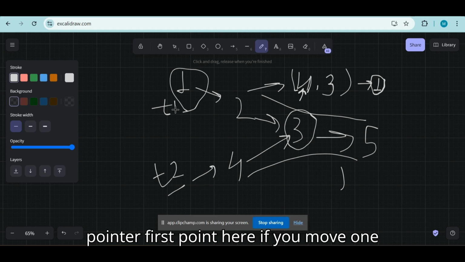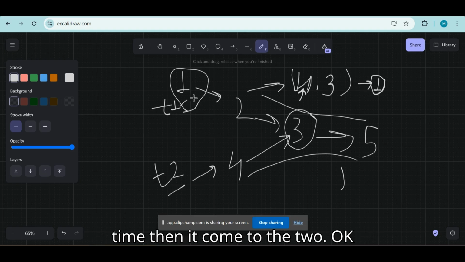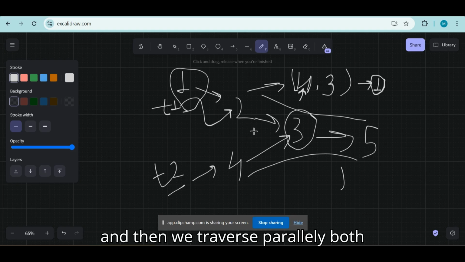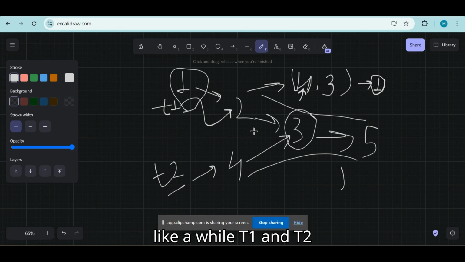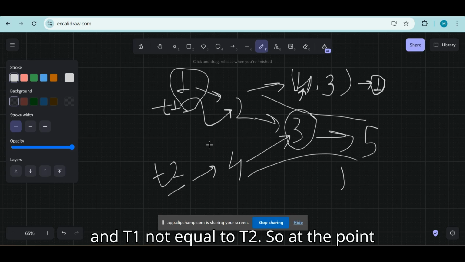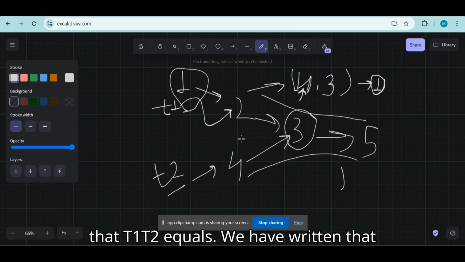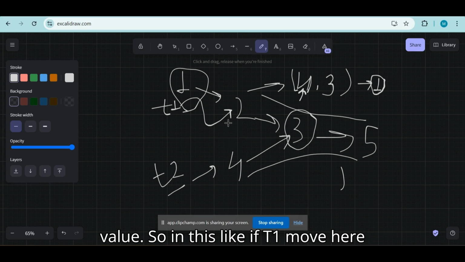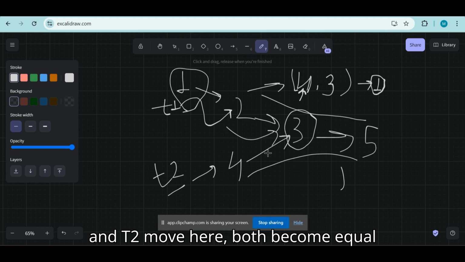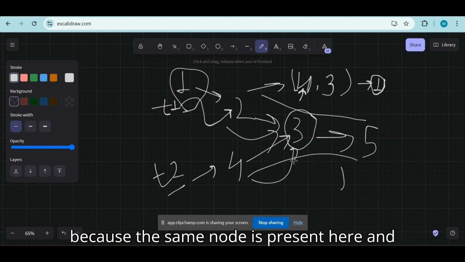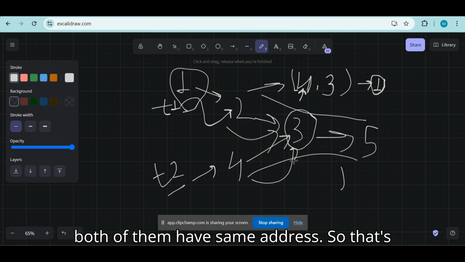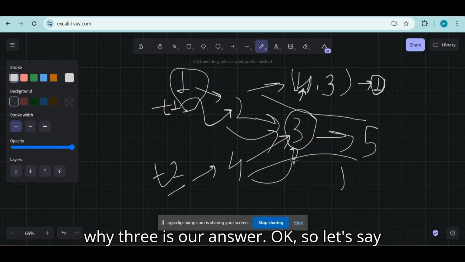One time. So one time we have to move the t1 pointer in the second linked list. T1 pointer first points here, if we move one time, then it comes to the 2. Then we traverse both in parallel, while t1 and t2 and t1 not equal to t2. At the point that t1 equals t2, we have to return that value. If t1 moves here and t2 moves here, both become equal, because the same node is present here and both of them have the same address.